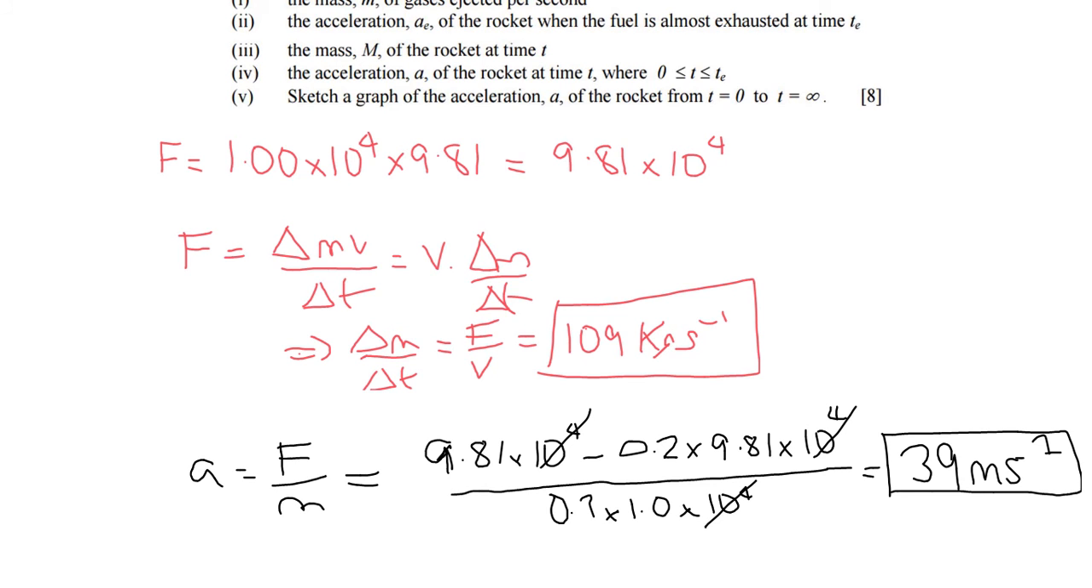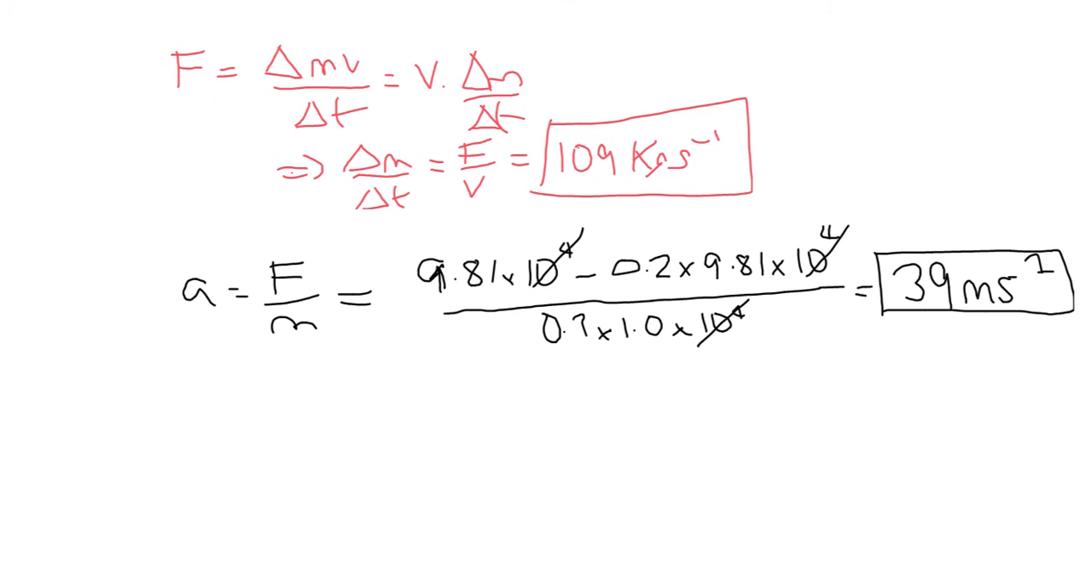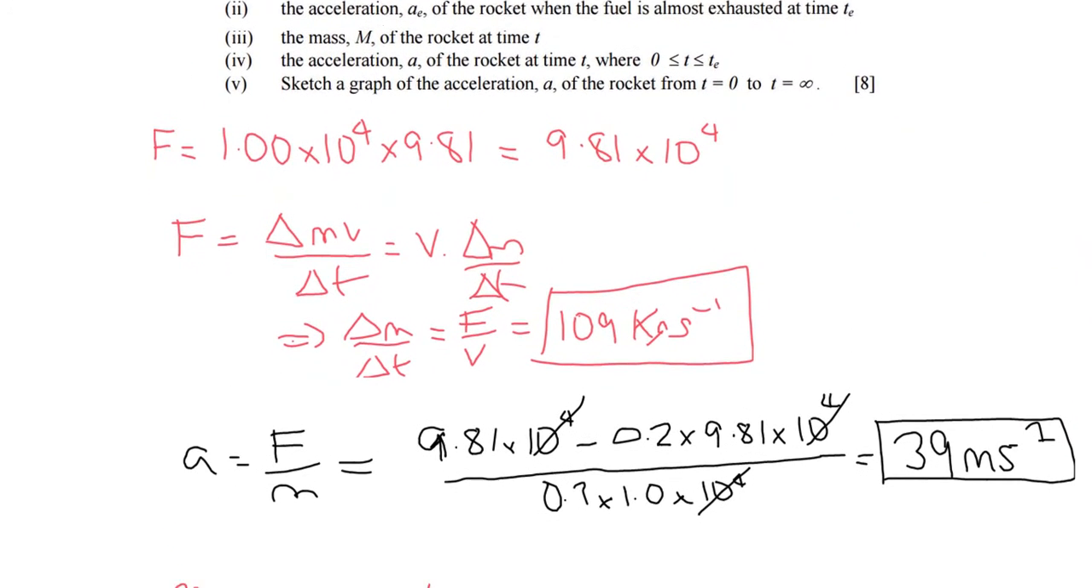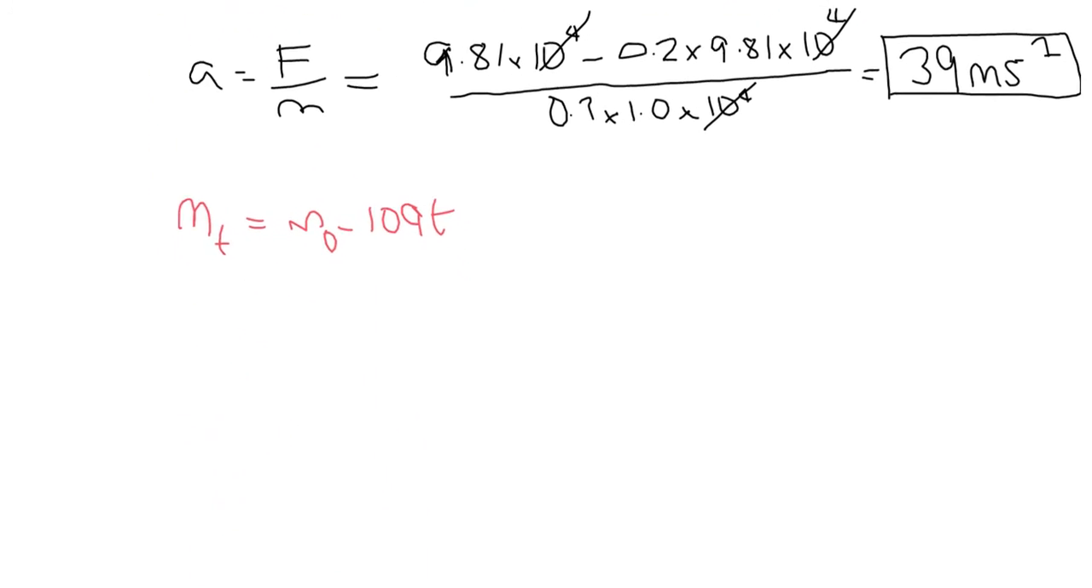It wants the mass of the rocket at time t. So the mass at time t is going to be the initial mass minus 109 t. So that's essentially 10 to the 4 minus 109 t, but it's not really very helpful. And then what it wants us to do is get an expression for the acceleration of the object at time t.